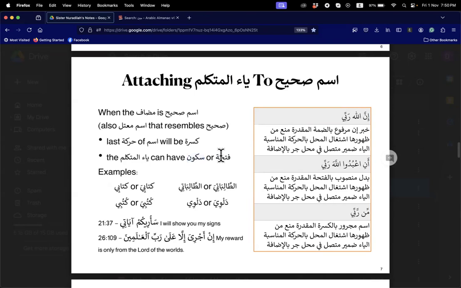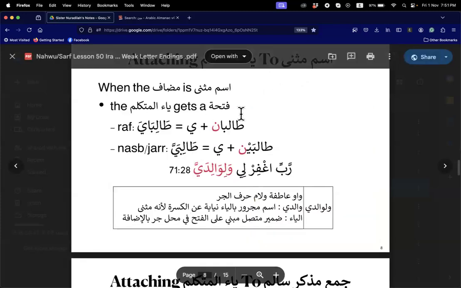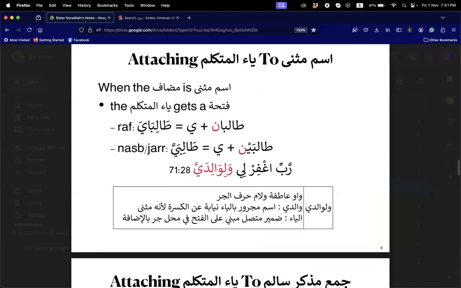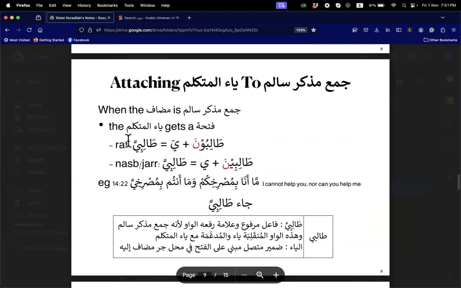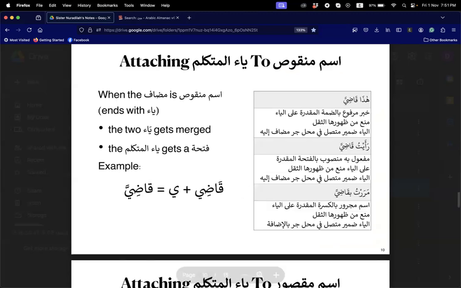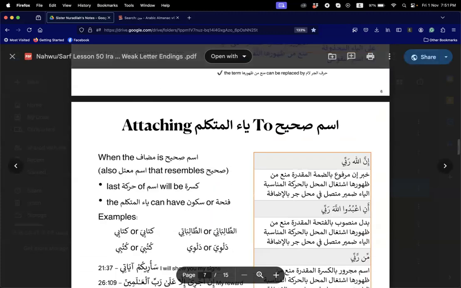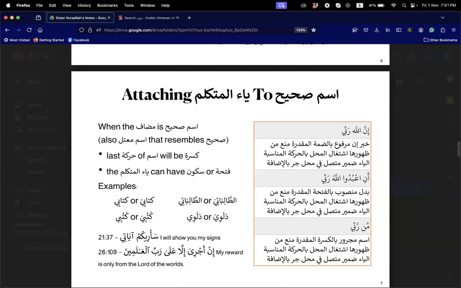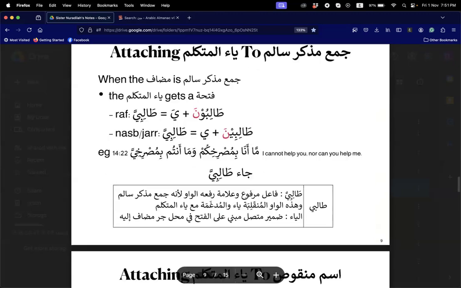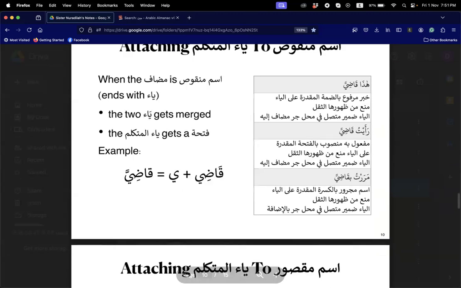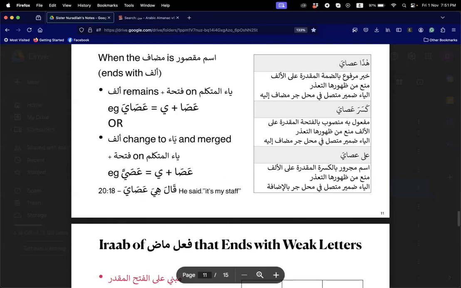So sukun and fatha. If you see ya mutakallim, it can be sukun or fatha. The rest, with isim musanna, is fatha. With jam' mudhakkar salim is fatha. The ones we always see are sukun because that's ism sahih and singular. We hardly have musanna and jam' in the Quran. We have a bit, not many, but they're all fatha. Even with ism manqus, fatha. Ism maqsur, fatha. So fatha is something you have to put in your mind now. Ya mutakallim can have fatha.